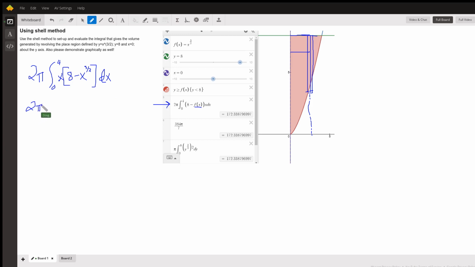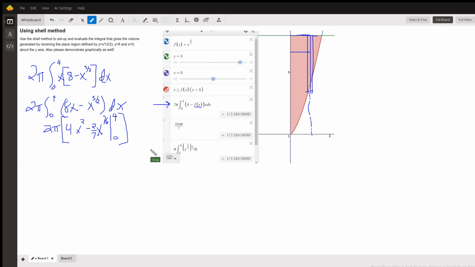You probably want to distribute this x. So we have 8x minus x to the 5/2. And we take the antiderivative of each term. That'll be 4x squared minus, add 1 to the exponent, 7/2, multiplied by the reciprocal of the new exponent. Evaluate all that from 0 to 4. And we still have that 2 pi sitting out front. Okay, I'll let you take it from there.